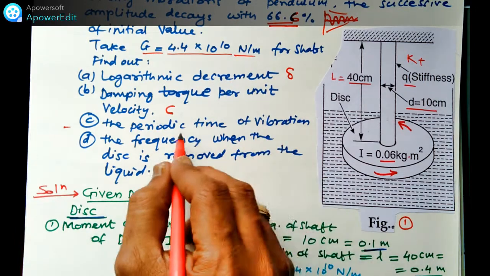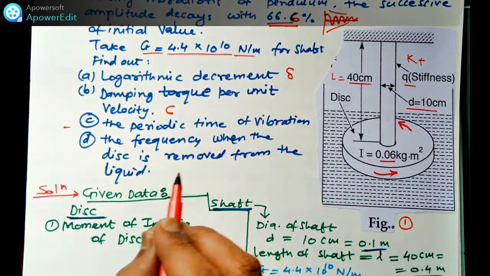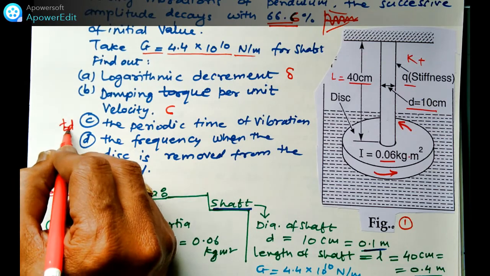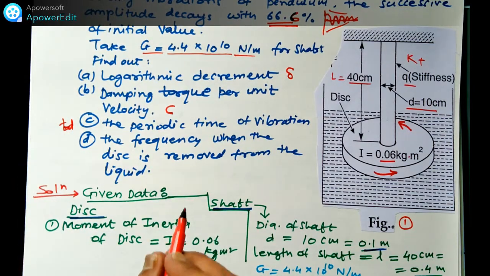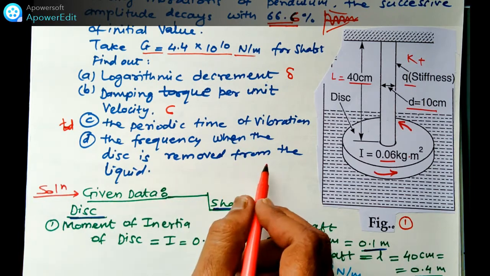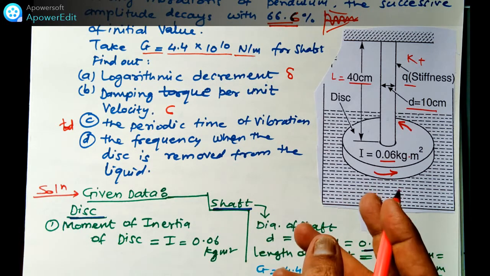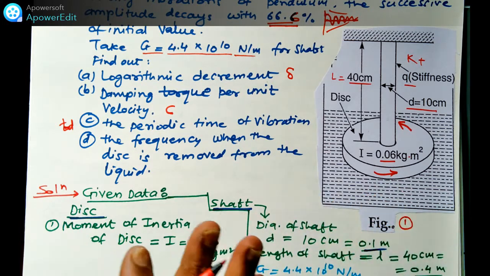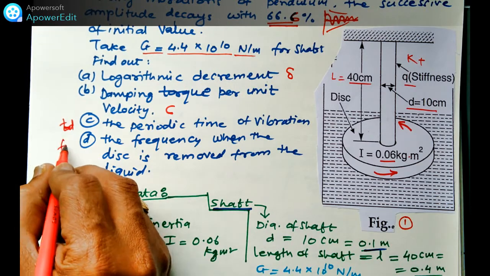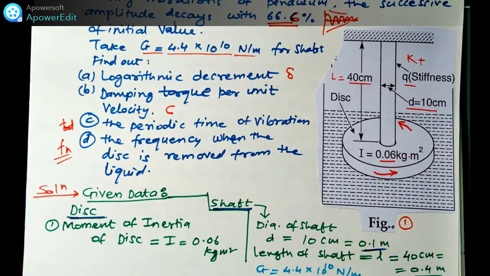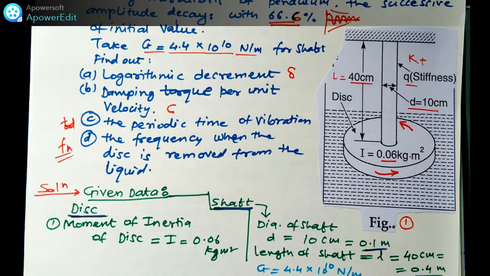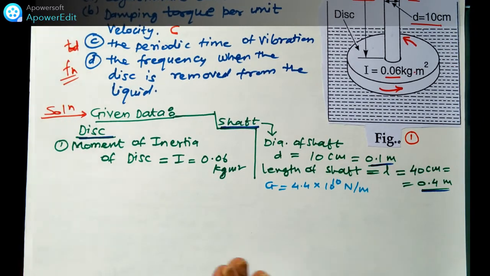Next is the time period for the vibration, and this is a torsional damped vibration, so TD we have to find out. Lastly, the frequency when the disc is removed from the liquid without any immersion. It is like a natural frequency, so that Fn we have to find out. First with immersion in the liquid, and then without immersing. So friends, what is given and written here?